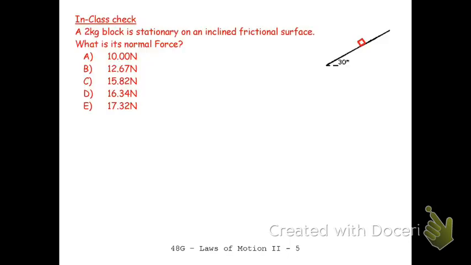So let's do an example. A 2 kilogram block is stationary on an inclined frictional slope. What is the normal force? Little squares, big arrows. Most people do big squares and little arrows. Do a big arrow. This is going to be down here, and this is going to be 2 kilograms, so that's going to be 20 newtons.